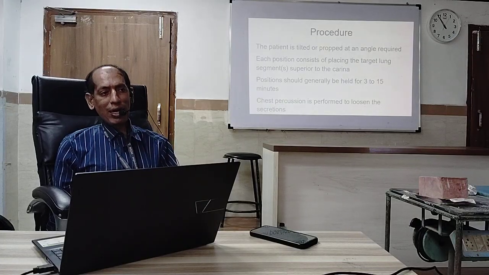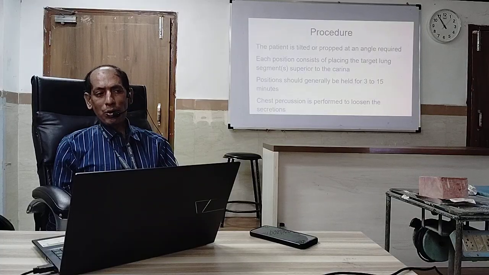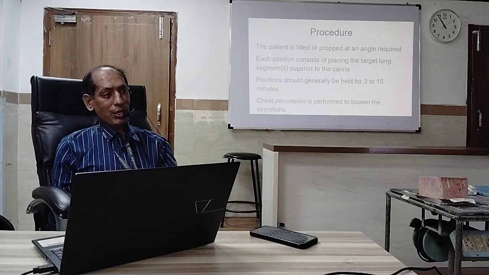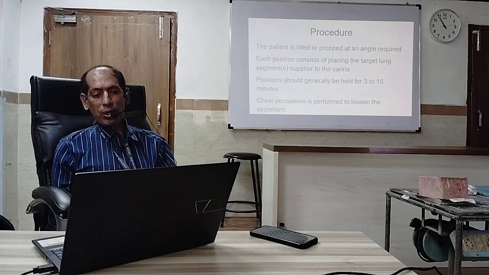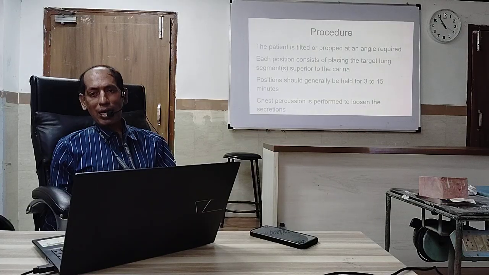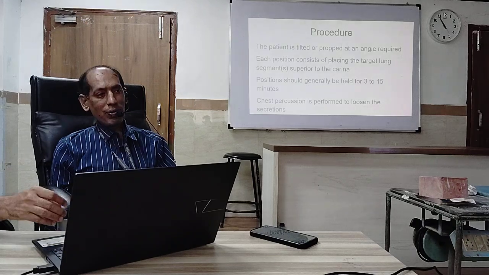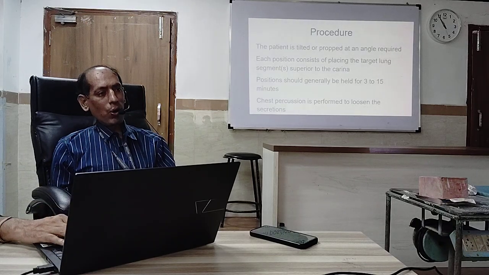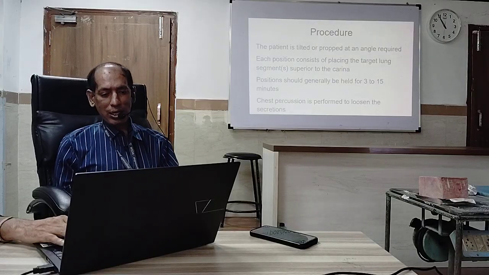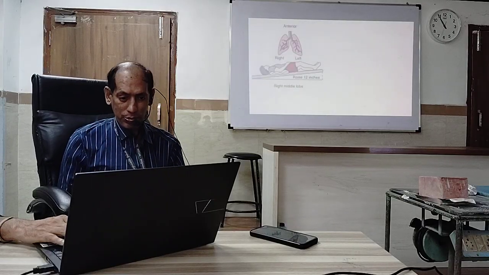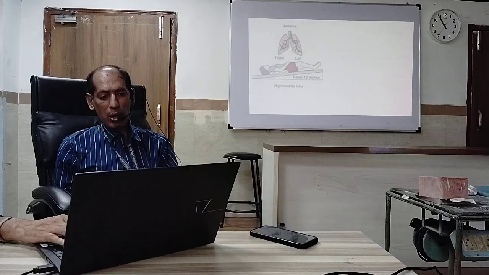In this position of tilting, so far there is not much of a tilt. You will see the lower lung requires a lot of tilting. This tilting should be held for 3 to 15 minutes. Then, if required, you have to do chest percussion. Tap the chest, and the secretion will loosen. If the secretion is too tight, it will not drain out gravitationally. You have to tap the chest, and the secretion will get loosened. Right middle lobe.